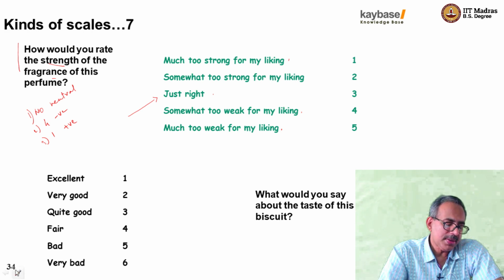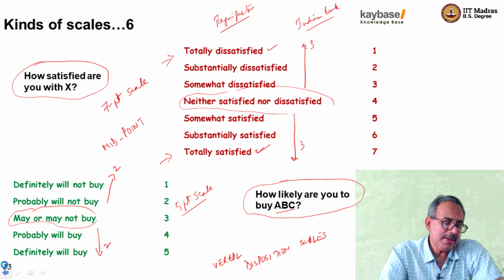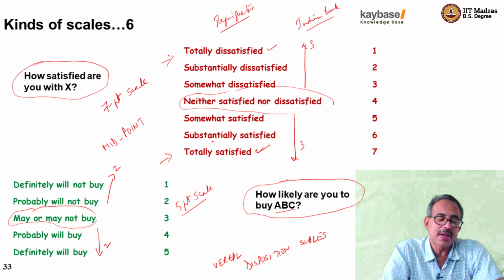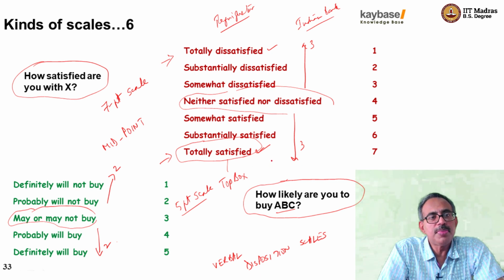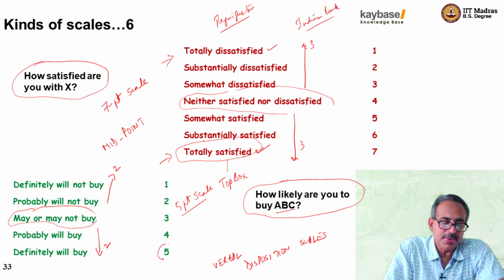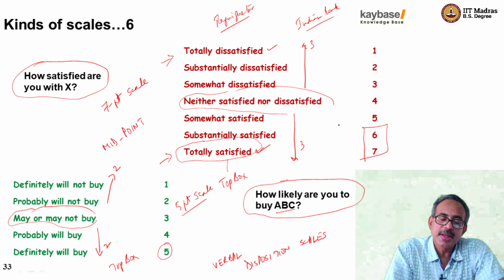So to go back to the previous scale, in market research lingo, you'll very often find market researchers and brand managers talking about this as a top box. You'll very often find people saying, my percentage top box is 30, meaning percentage of people who said totally satisfied is 30. And these two together, take a guess what it may be called. This is called top box.